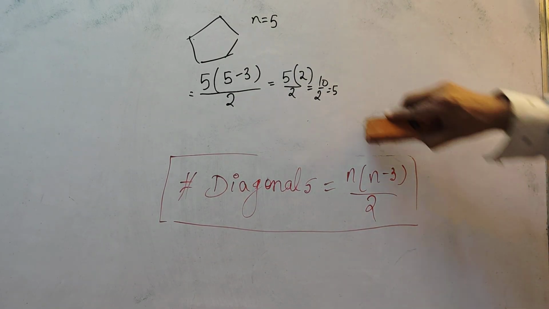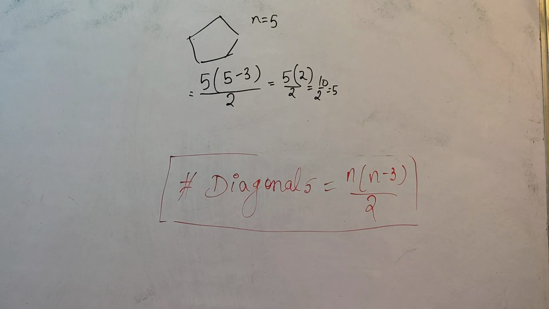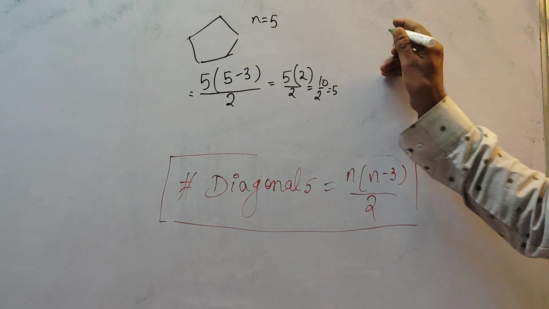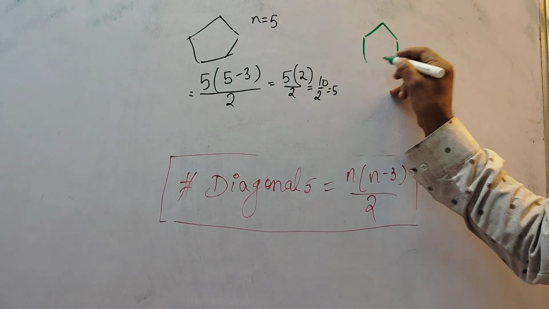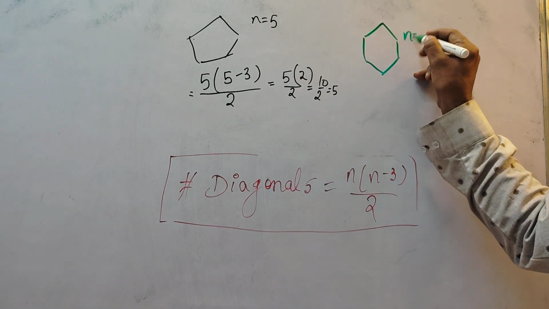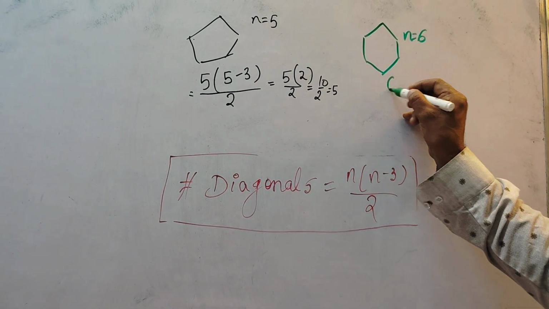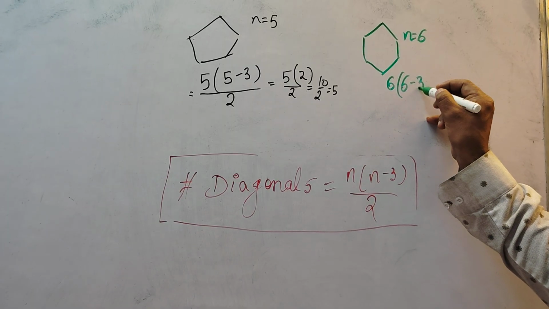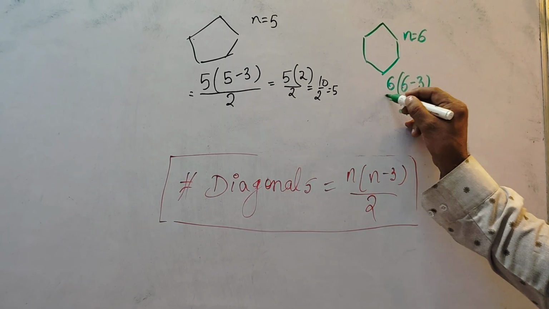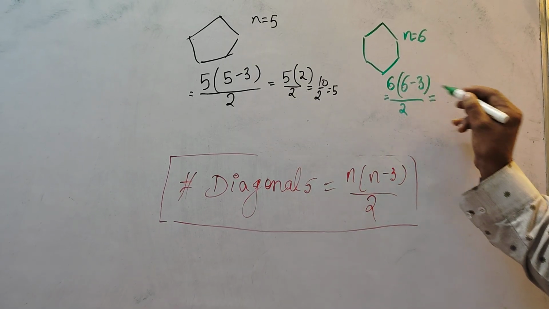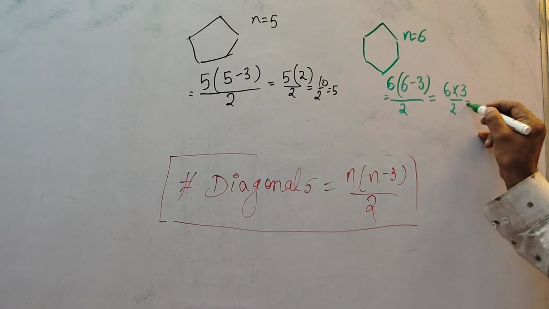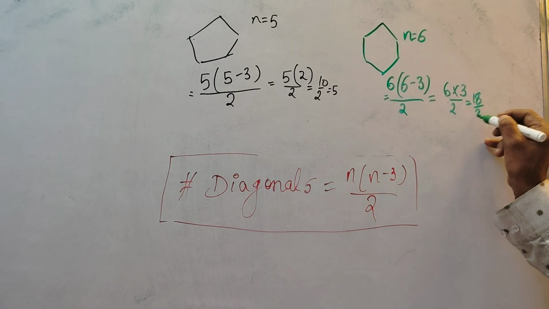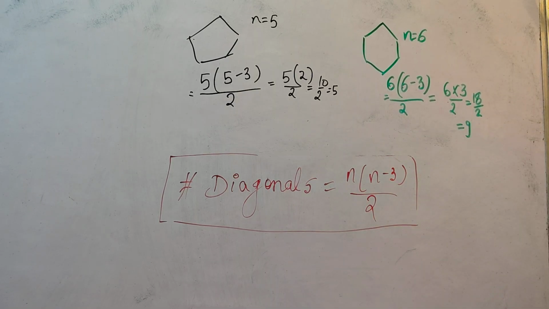Now check with the hexagon. The number of diagonals in a hexagon. In a hexagon there are 6 sides. So n is 6 and we put in the formula 6 times 6 minus 3 over 2. The bracket we solve first. So 6 minus 3 is 3 over 2. 6 times 3 is 18. 18 over 2 is 9. So in the hexagon we obtained 9 diagonals.